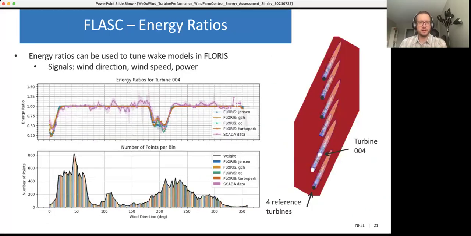And so we can calculate the energy ratios for any combination of turbines. Even if we're not doing a wind farm control experiment, we might want to use those energy ratios to help tune a wake model. So this is an example where the energy ratio as a function of wind direction is used to tune the parameters of different wake models in Flores.